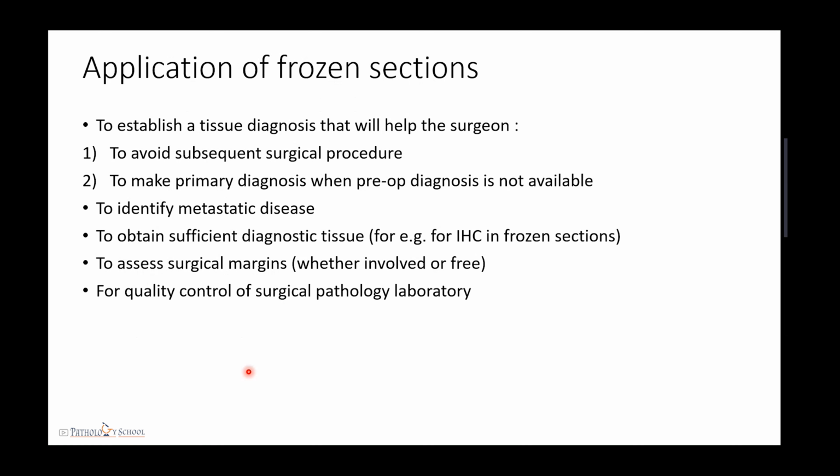So now, what are the applications of frozen sections? Frozen sections are used to establish a tissue diagnosis that will help the surgeon avoid a subsequent surgical procedure, or to make a primary diagnosis when a pre-op diagnosis is not available. It also helps in identifying metastatic disease. It helps to obtain sufficient diagnostic tissue for IHC. It helps in assessing surgical margins, whether they are involved or free of tumor. Frozen sections can also be used for quality control of the surgical pathology laboratory.